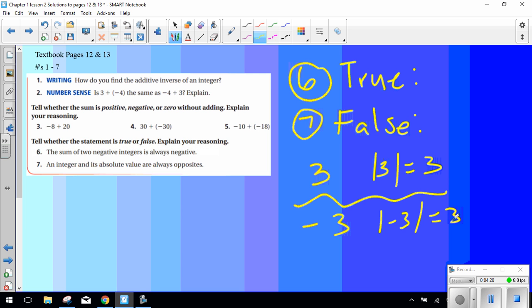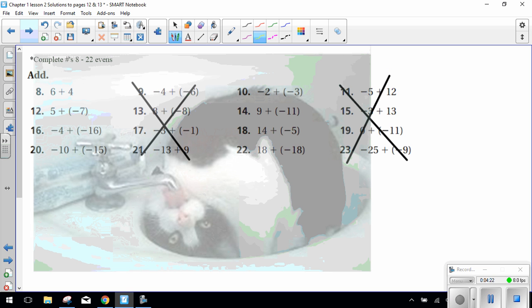Okay, moving forward. For this section, we had to complete 8 to 22 evens. All right, so let's take a look at number 8. We have 6 plus 4. We simply have 2 positive numbers, so 6 plus 4 equals 10. Okay, number 10, we have negative 2 plus negative 3. Since the signs are both negatives, we're going to add the 2 and the 3 to get 5. And we're going to keep the common sign, which is negative. They both share a negative sign.